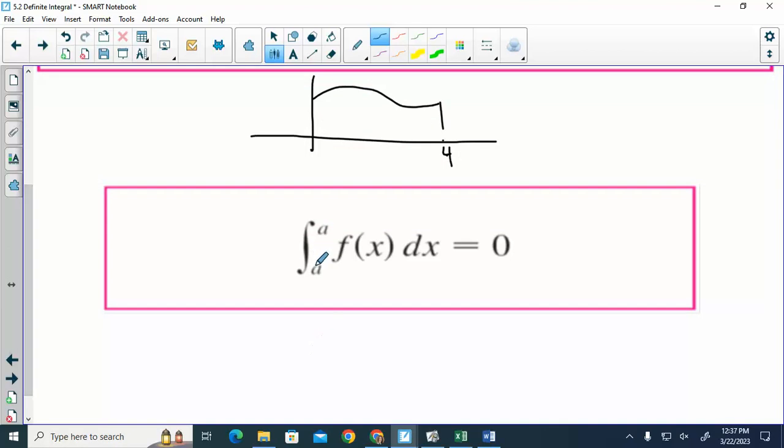Second thing, if you start and stop at the same point, you get 0. If I want the area under this curve from 0 to 0, I never went anywhere. So can you draw a rectangle and calculate any area? No. If you think length times width, you might have a height, but my width is 0, and anything times 0 is 0. So if these limits are the same, it's just an automatic 0.